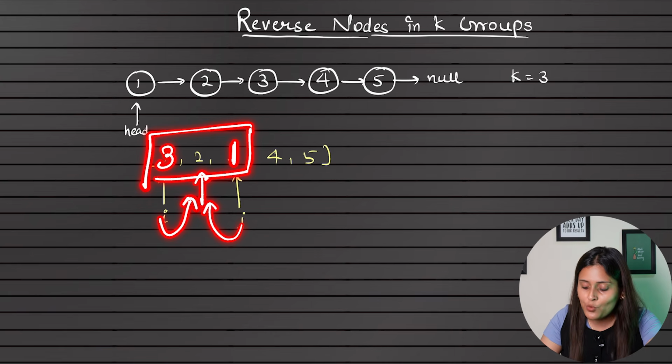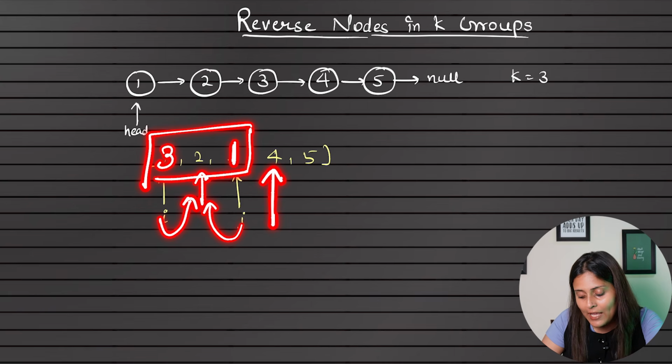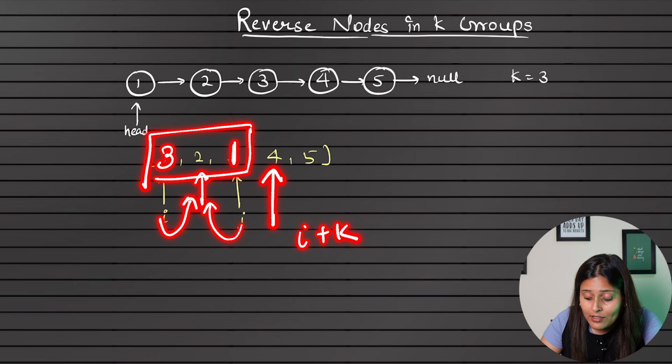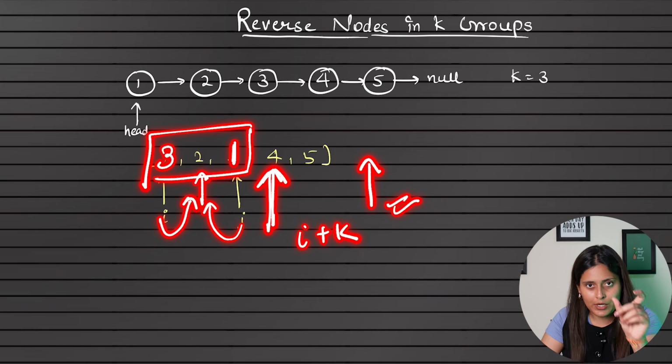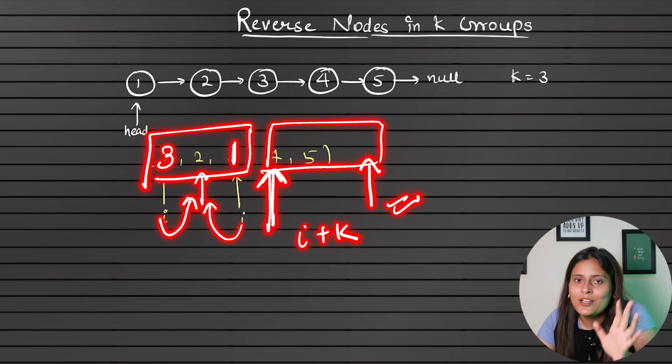Now next time the new I will become, do we need to do I plus plus or I plus k? Definitely I plus k. So again I will come here, correct? But I plus k minus 1 will go out of index. To reverse it, it's very important to have k groups of elements. But in this case, as we don't have, we will not reverse it and we will stop.